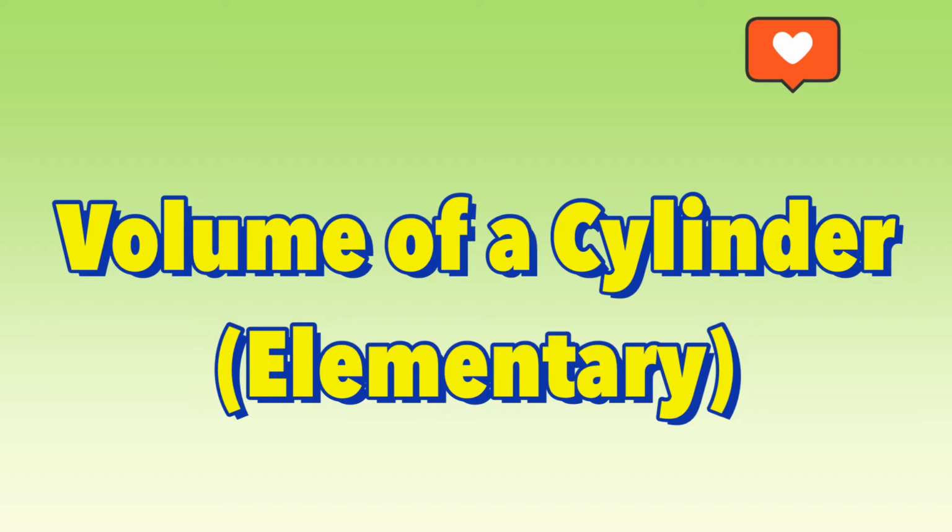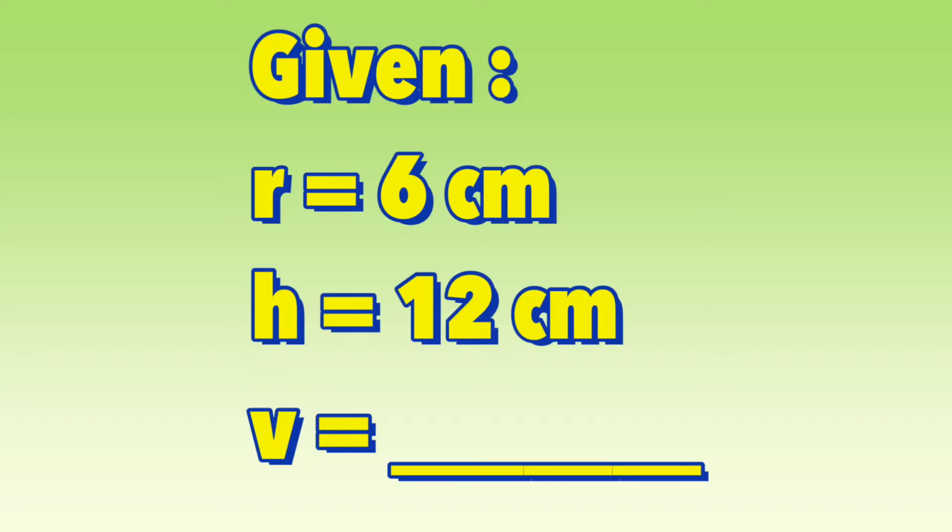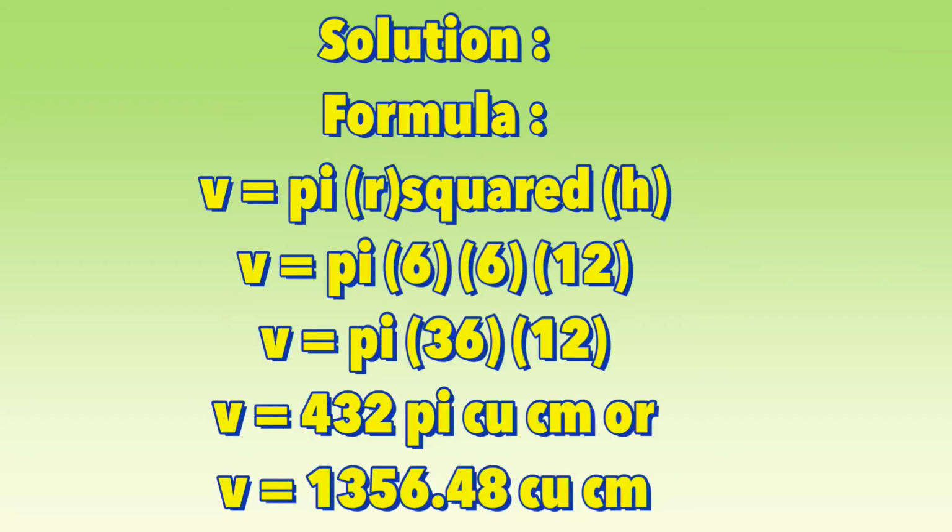Now we're going to study again how to find the volume of a cylinder. Okay, to find the volume of a cylinder, we have also a formula that we're going to use. The formula of cylinder is volume equals pi r squared times height. Now, in given number 1 problem, the radius is 6 centimeter and the height is 12 centimeter. Then we're going to find out the volume of a cylinder.